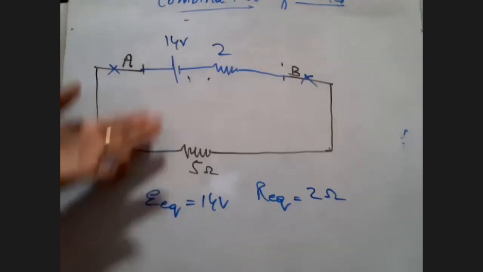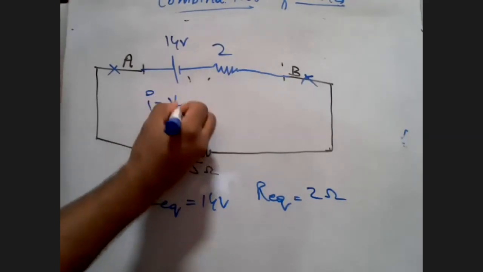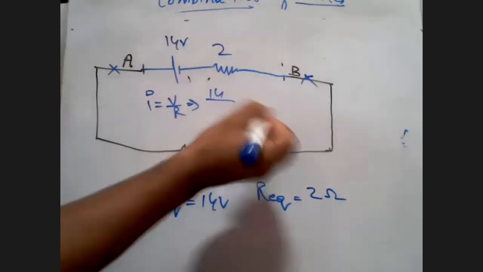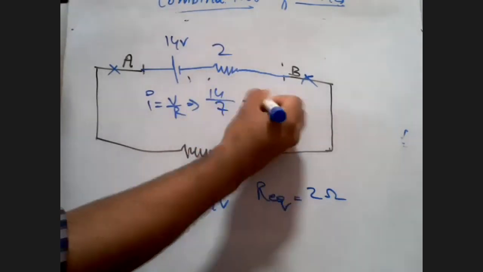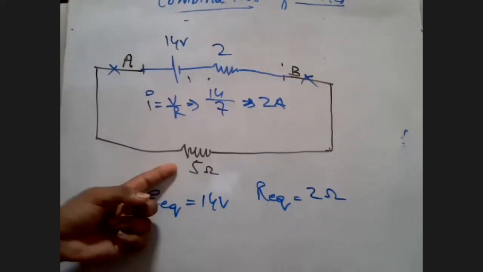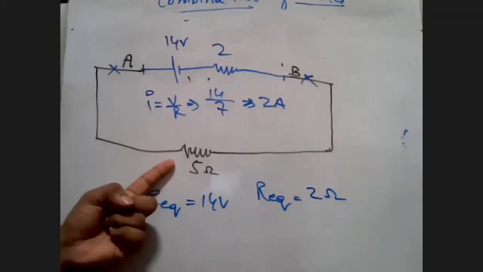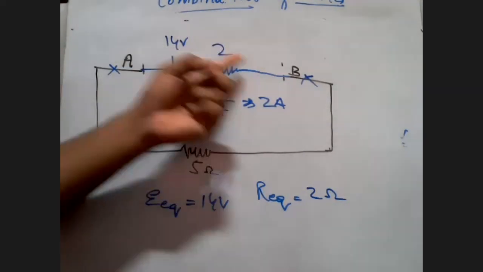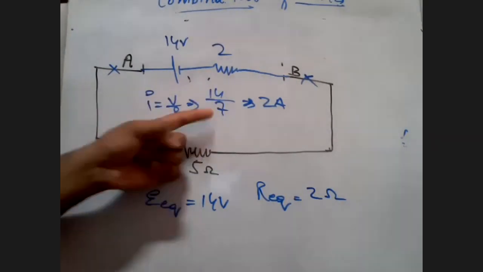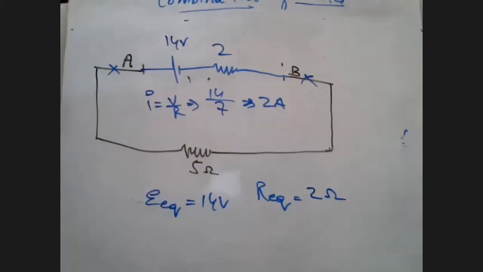I is equal to V by R. So V is 14. Total resistance is 2 plus 5, 7. It's going to be 2 amperes. Yes or no? No. You all have not counted this 5 ohms resistance here. Yes, sir. That is the mistake. So you can add that. It becomes 7 ohms total. So V by R, 14 by 7, is 2 amperes.